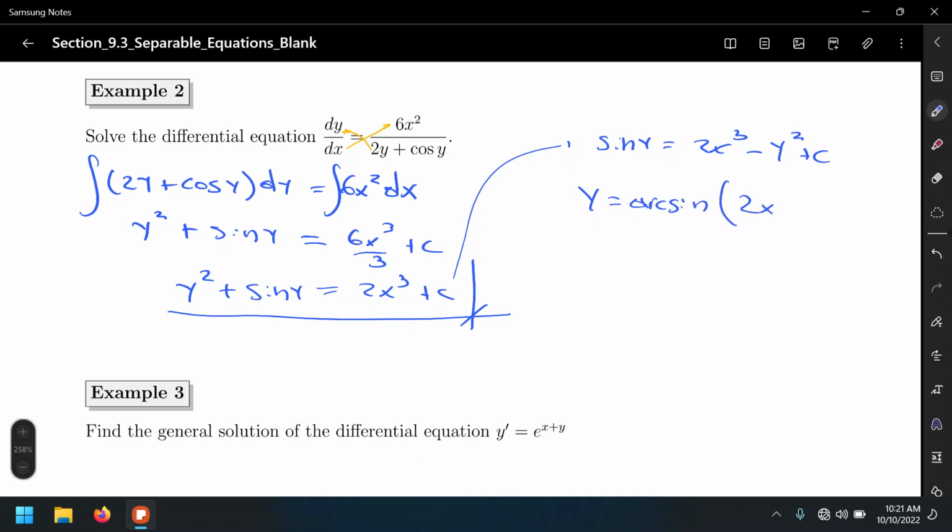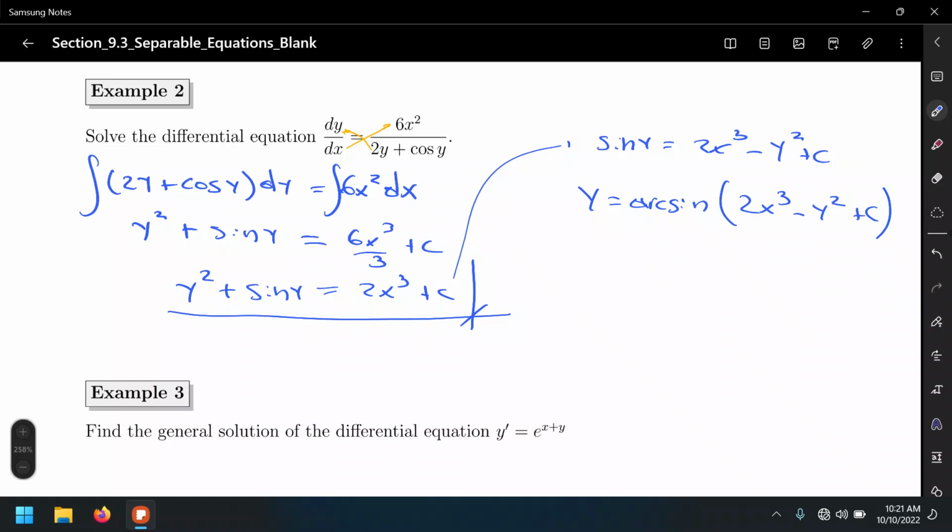However, notice in this case, it's still not an explicit function of y, because we have y's on both sides of the equation. So no, we can't solve this equation. So this would be a good answer over here. Alright, let's see what's next.